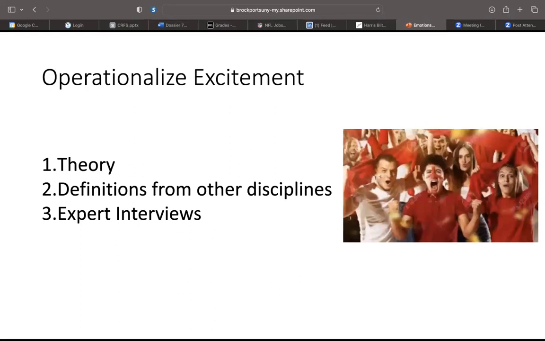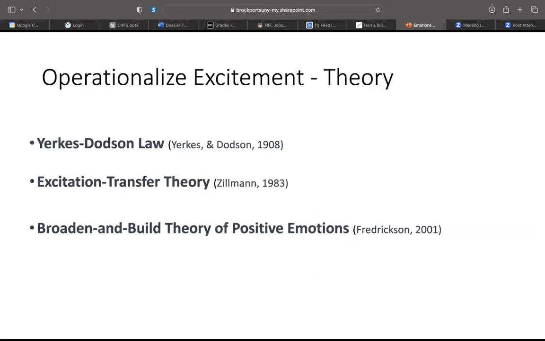Operationalize excitement. So we'll be using theory, using the theories we found, definitions from other disciplines, and our expert interviews. Our theories, we found the Yerkes-Dodson law, the excitation transfer theory, and the broaden and build theory of positive emotions.